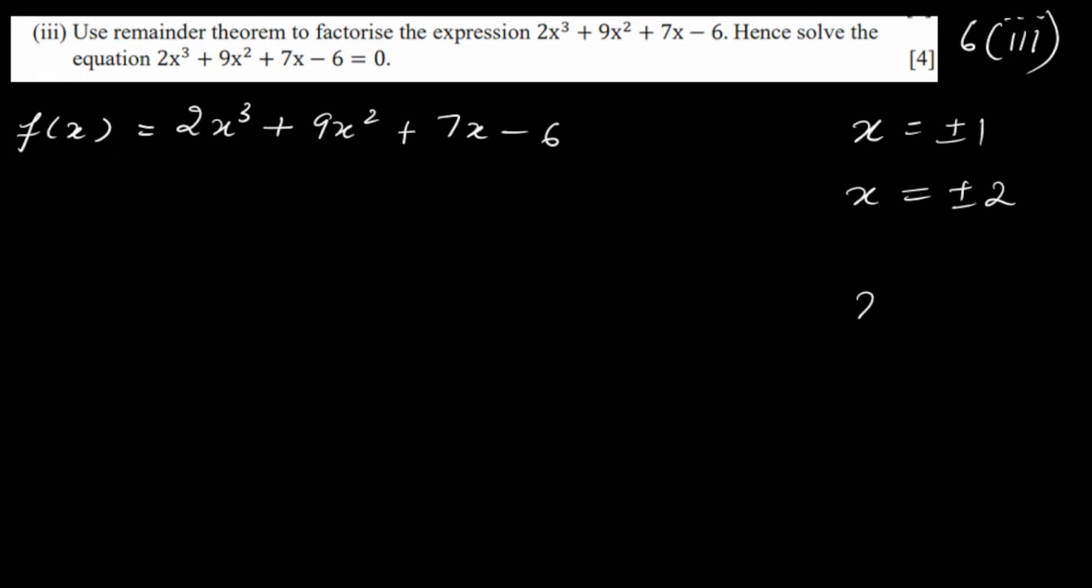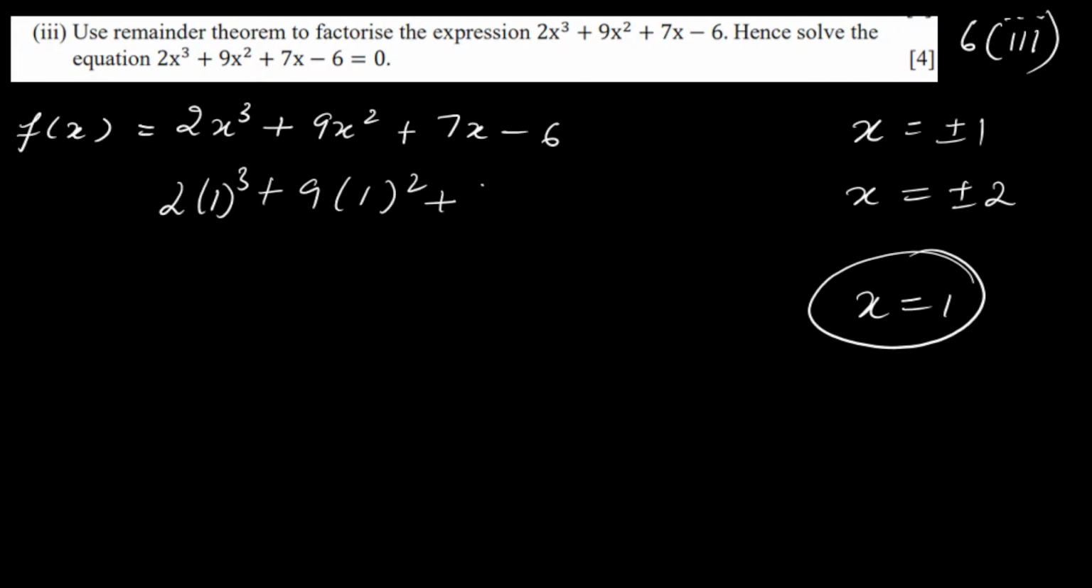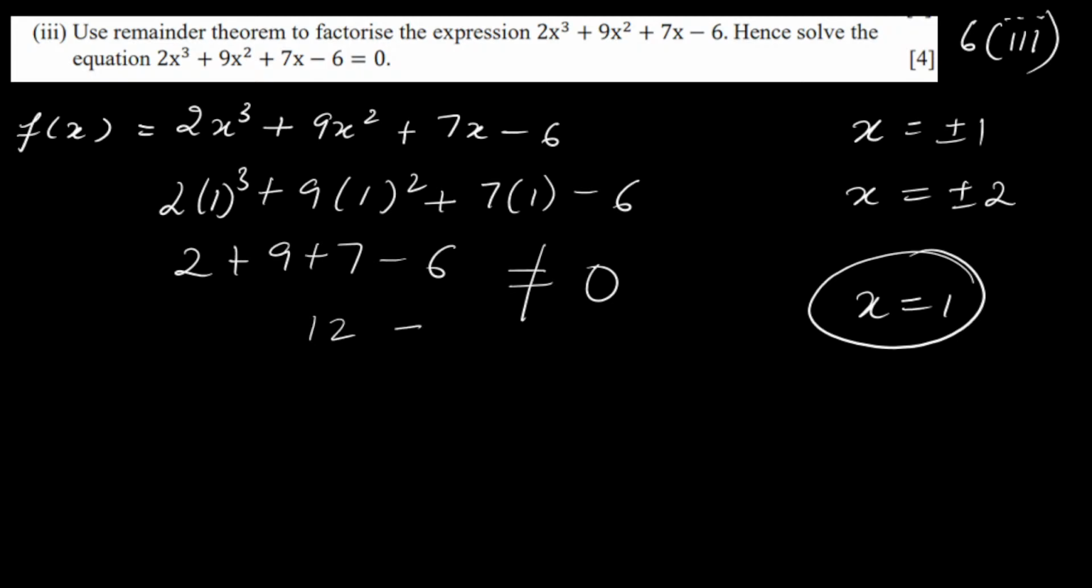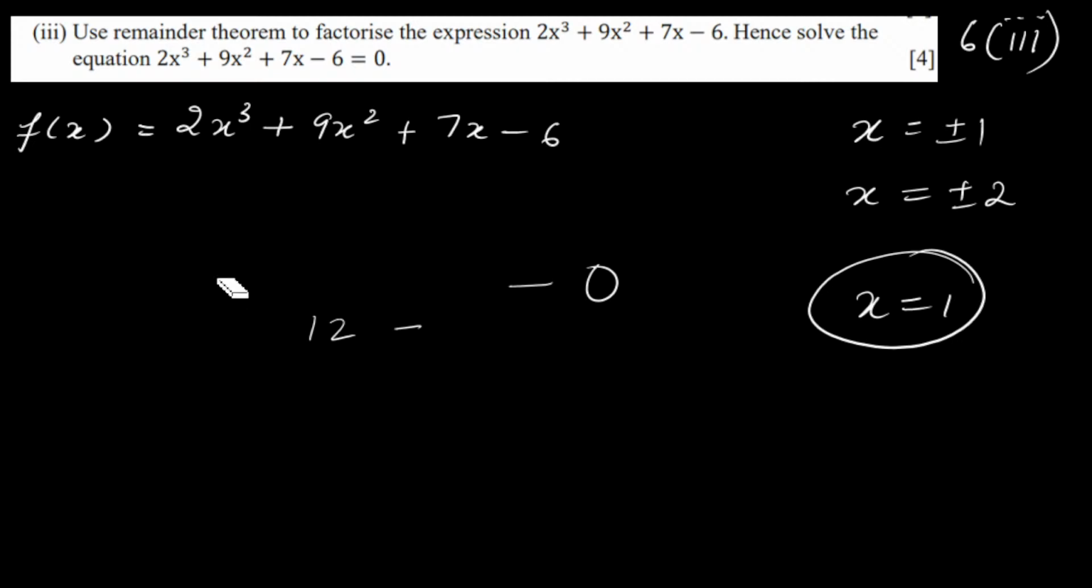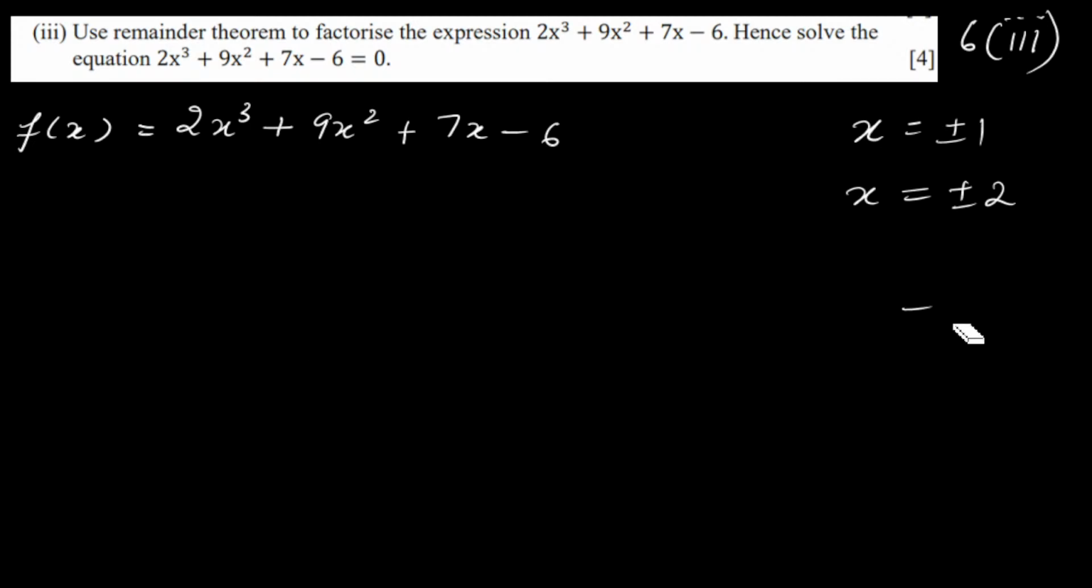Okay, so first of all, let's try with x equal to 1. At x place, I am substituting 1. So 2 plus 9 plus 7 minus 6. This value won't be equal to 0 because it will be quite big. This is 16 plus 2, 18 minus 6. This will be equal to 12. 12 is not equal to 0. Now with minus 1 we can check. With different values of x we have to check until we get the answer equal to 0.